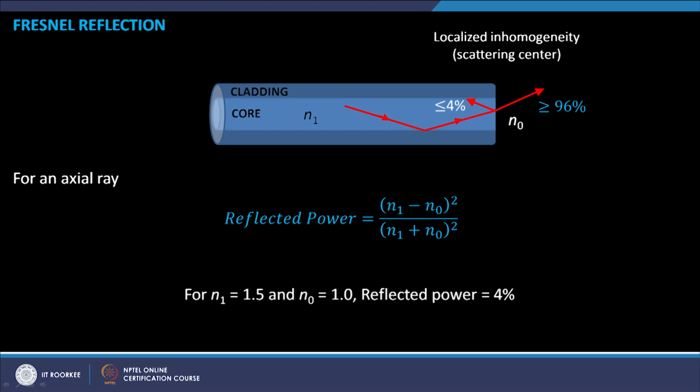So here at least 4% power will be reflected, and more than 96% power will go out of the fiber.